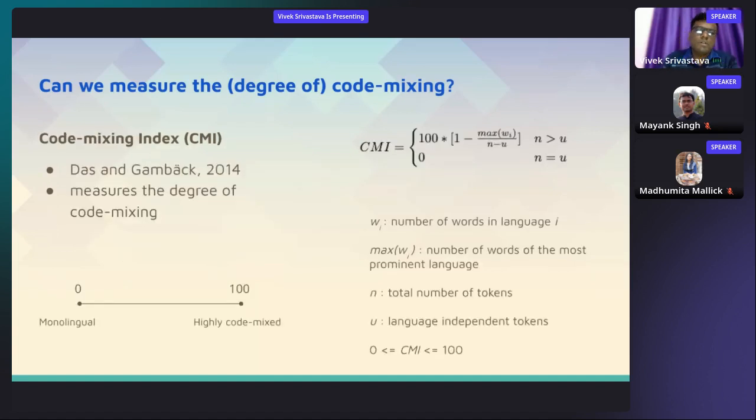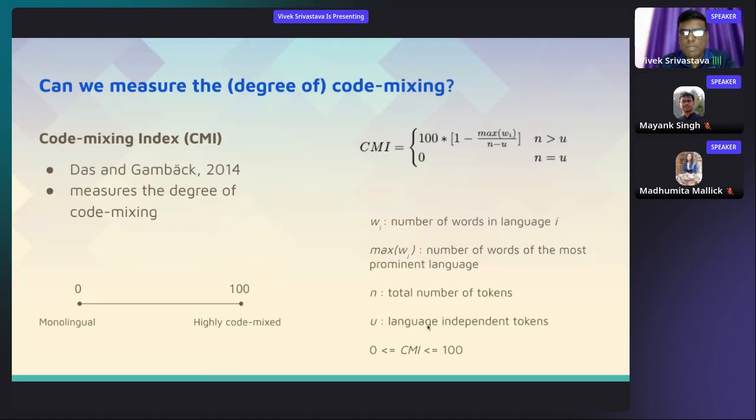So the first example is code mixing index, and it measures the degree of code mixing. If you see the formulation of CMI, it looks like that. Let me break down the different components for you. WI is the number of words in language I. Since we can have multiple languages, this WI will change given a certain language. Max WI represents the number of words in the most prominent language. By most prominent language, I mean the language which has the maximum number of tokens. N is the total number of tokens in the text.